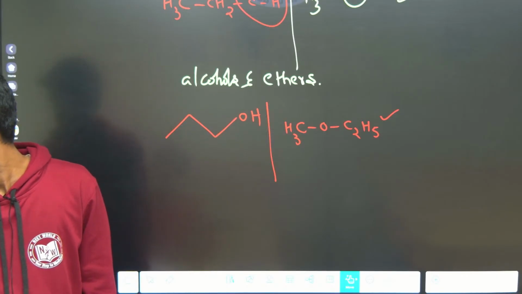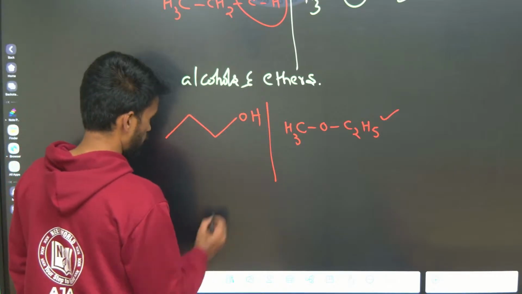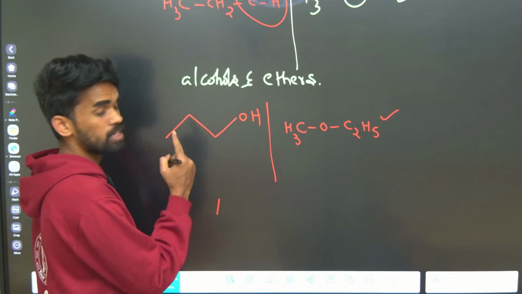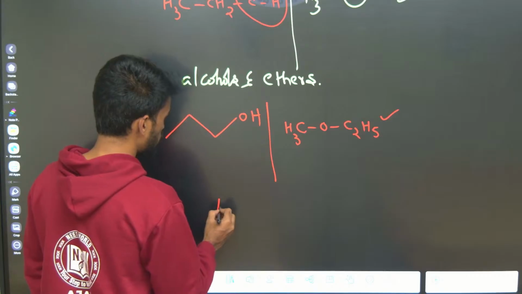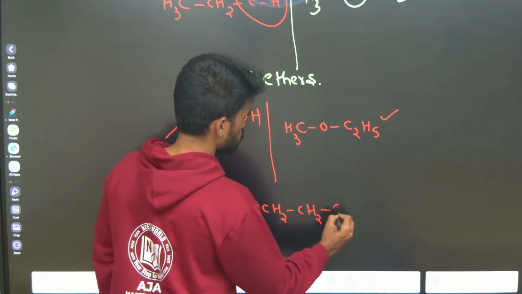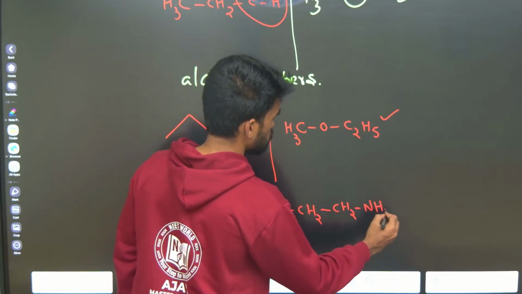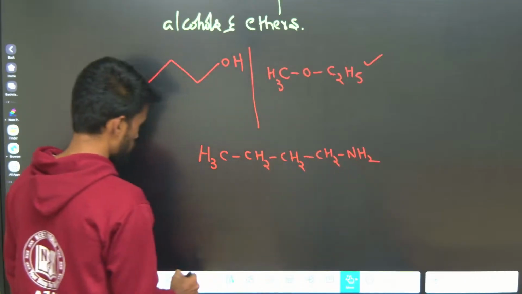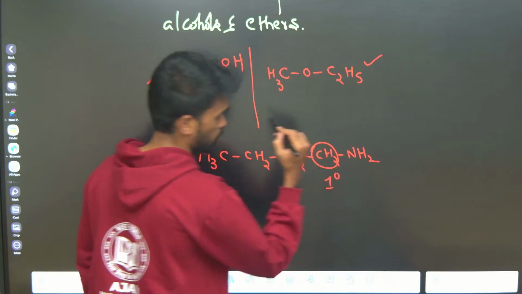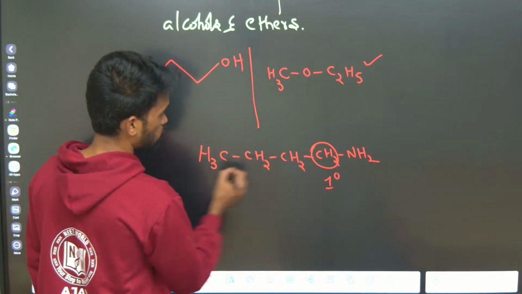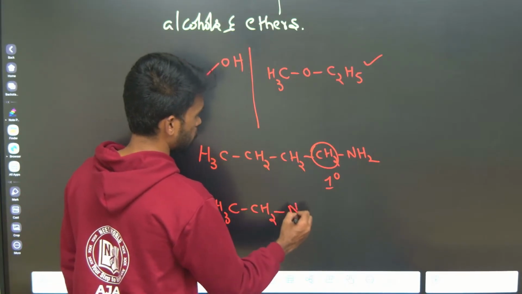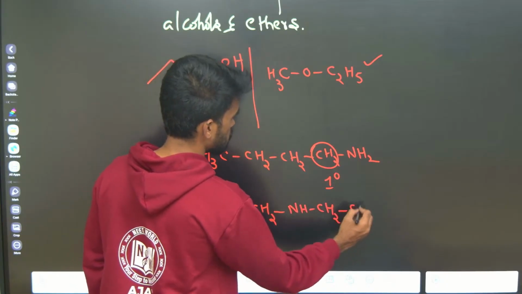Next, primary, secondary, and tertiary amines will be there now. Those also come under functional group isomers. So how do they differ? CH3CH2CH2CH2NH2, I am writing. What is the degree of this amine? To the nitrogen, how many alkyl groups are attached? One, so you can say primary. Next, with 4 carbons, we'll make CH3CH2NHCH2CH3.